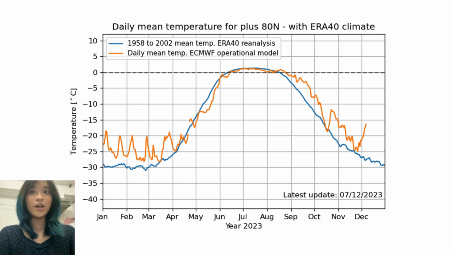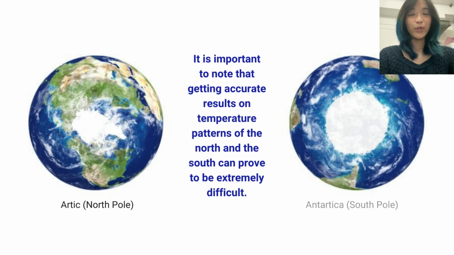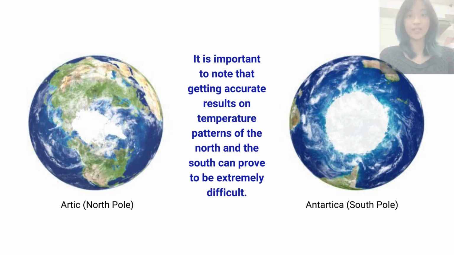On the other hand, according to The Economist, the daily average temperature has been getting warmer and warmer, reaching negative 20 uncharacteristically in March 2022. It is important to note that getting accurate results on temperature patterns of the north and the south can prove to be extremely difficult, given that both areas have extreme patterns when it comes to their weather and climate.